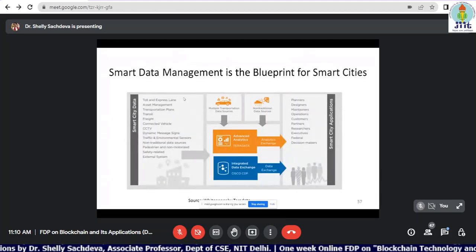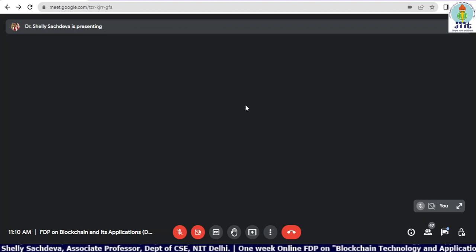So then smart data management is the blueprint for the smart cities. Okay, moving on to data management, this is just data from Teradata, picked up from a Teradata white paper, which says you have smart city data, and that data is about what? Toll and express lane, asset management, transportation plans, transit, freight, connected vehicles, CCTV data. Then you have dynamic message signs, traffic and environmental sensors, non-traditional data sources, pedestrian. So considering that this is the smart city data, multiple transportation data sources are there, non-traditional data sources are there, right? And then here are the smart city applications.